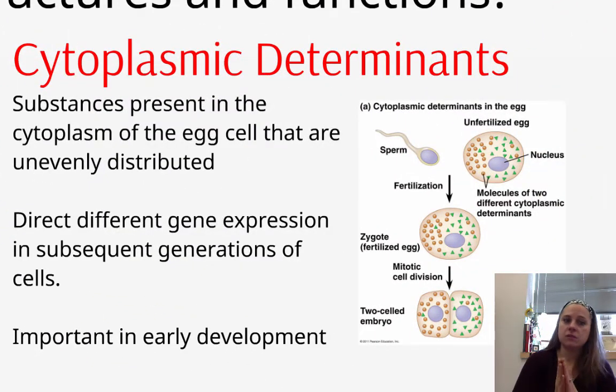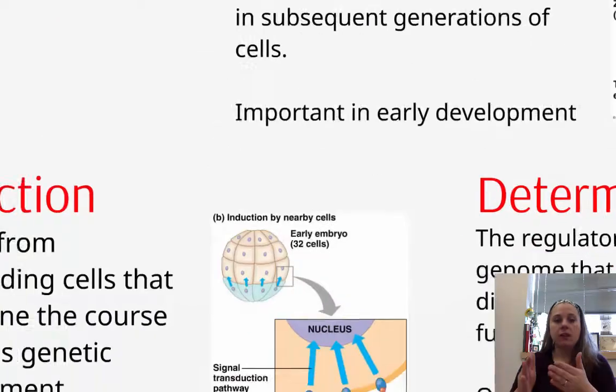Some of the things that happen have to do with cytoplasmic determinants. Substances that are present in the cytoplasm of an egg cell are unevenly distributed. This is going to begin the process of how, when the first divisions happen, some cells end up with an uneven distribution of materials that were inside that cytoplasm. And so direct gene expression will then happen in subsequent generations of those cells, because you can see you have that change.